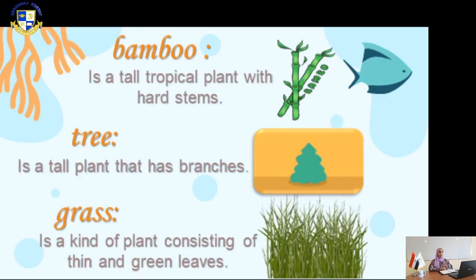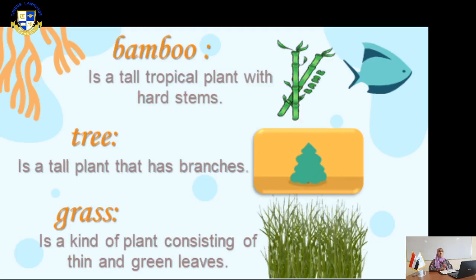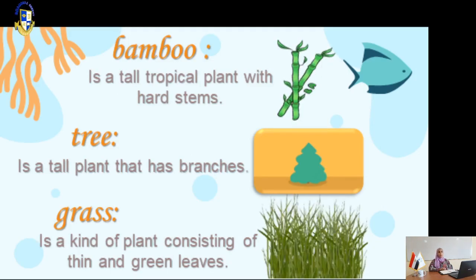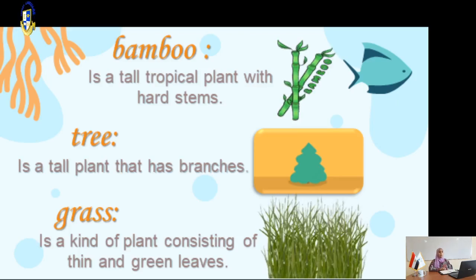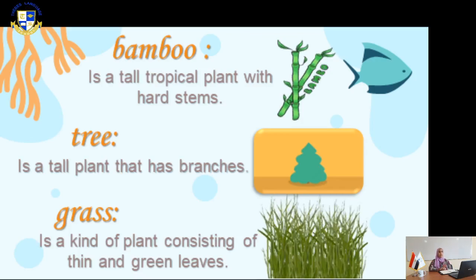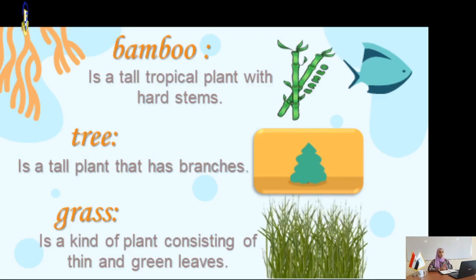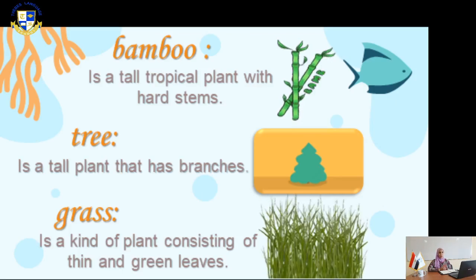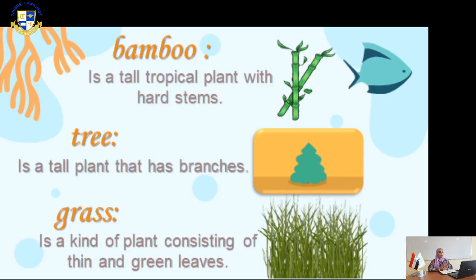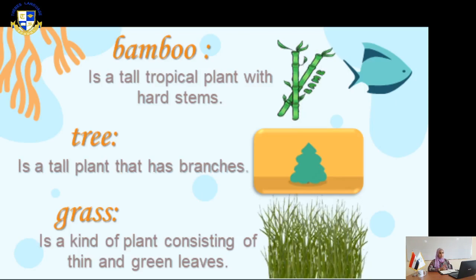Another vocabulary word, bamboo. Look to the picture and you will understand it's a kind of plant, a tall tropical plant with very hard stems. Tree. A tree is a tall plant that has branches. Grass. Grass is a kind of plant consisting of thin and green leaves.